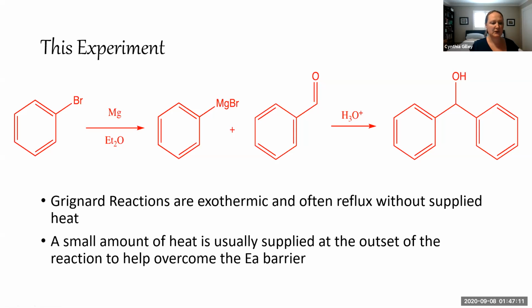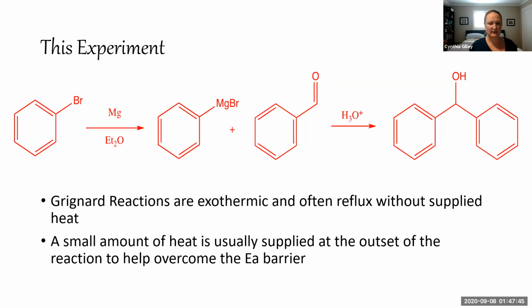Something that's important to note about Grignard reactions is that they're exothermic, and they often reflux once they get going without any supplied heat. How can that happen? That happens because they're often done in low boiling point solvents like diethyl ether. Diethyl ether's boiling point is something like 35, 37 degrees Celsius, something like that. It's very low. So oftentimes the heat that's given off in the reaction is enough to boil the solvent without any additional heat.